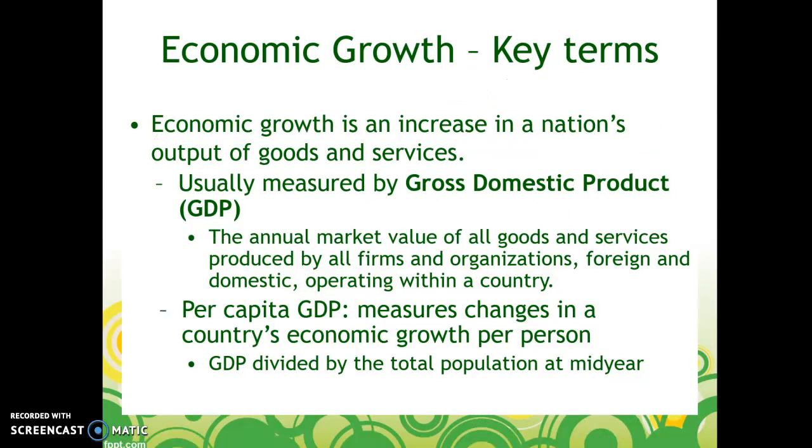So there are some key terms and vocab that you have to know when we talk about economic growth. Economic growth in general is an increase in a nation's output of goods and services. It is usually measured by gross domestic product, or GDP. GDP is the annual market value of all goods and services produced by all firms and organizations, foreign and domestic, operating within a country. Per capita GDP measures changes in a country's economic growth per person. So basically, to get per capita GDP, they divide the actual GDP by the total population at mid-year.